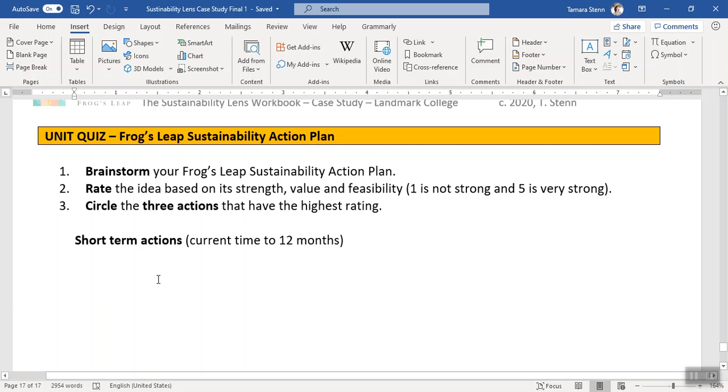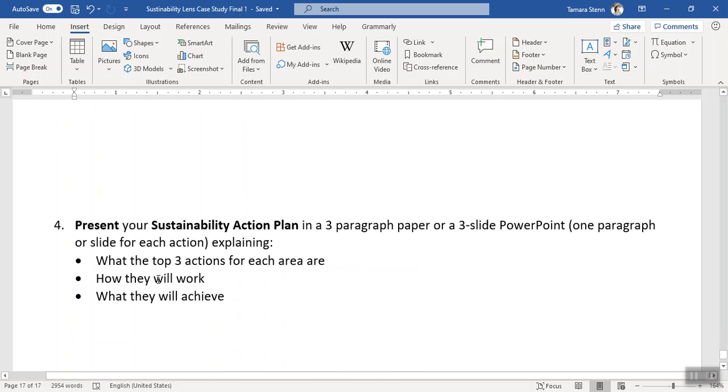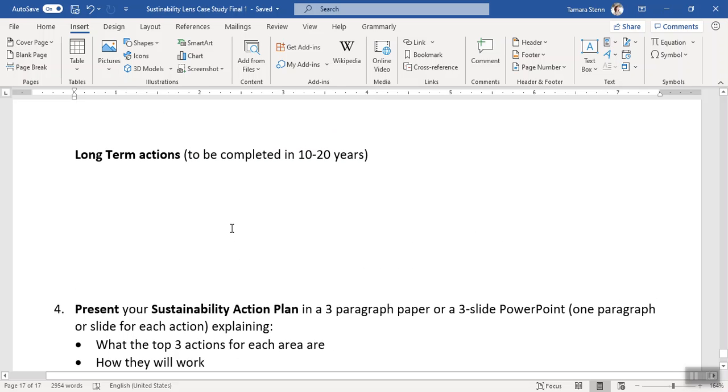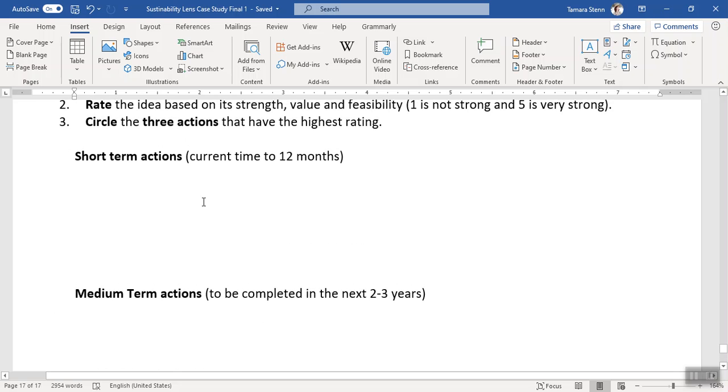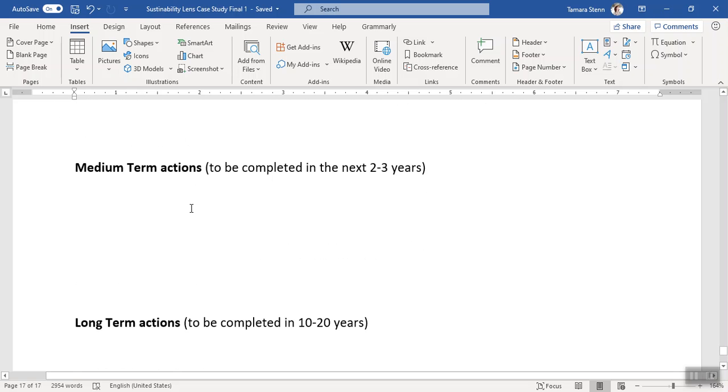While we're talking about the quiz, let's just take a quick pause and see exactly what the quiz means. What we're going to be doing is presenting our sustainable action plan in a 3-paragraph paper or 3-slide PowerPoint, and we'll be explaining this during our class time. We'll be talking about what our top 3 actions are for each area, how they're going to work, and what they're going to achieve. So you'll be writing a paragraph or a PowerPoint slide for each section: short term, midterm, and long term.